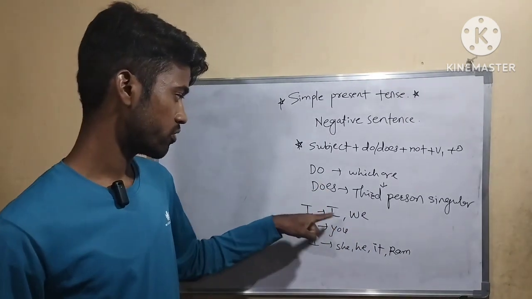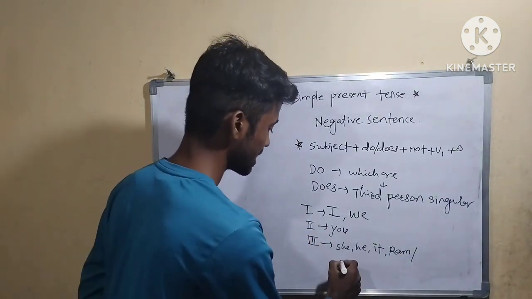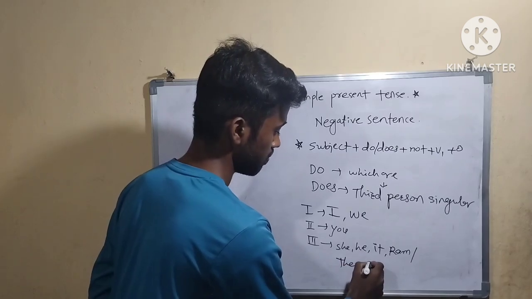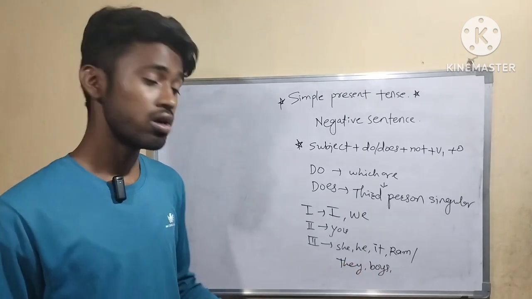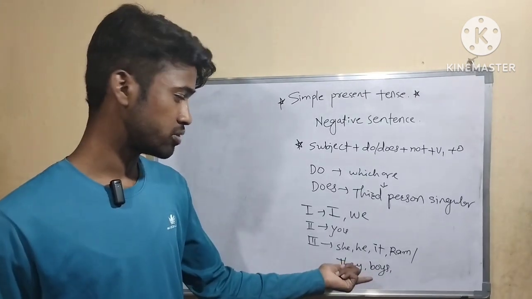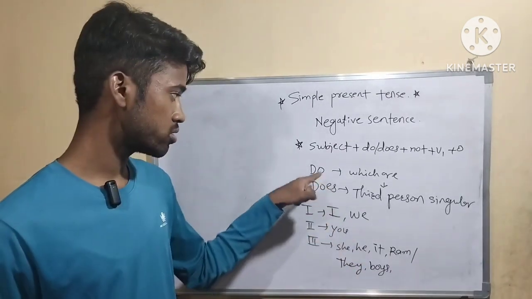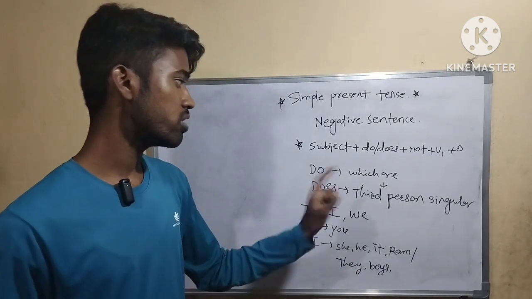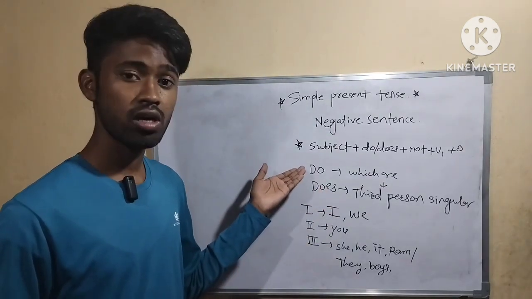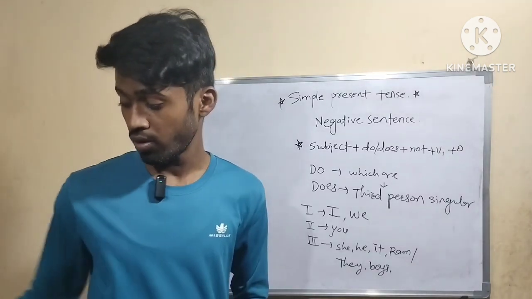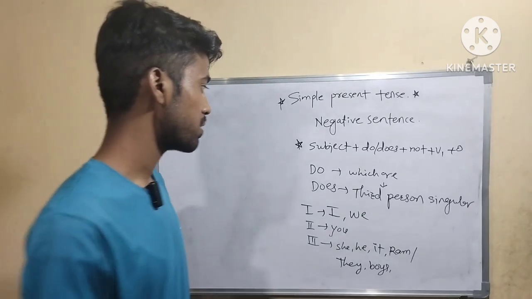And apart from this, for first person, second person, or with the third person plural like they and boys, girls, all these are third person plural nouns, or you can say subjects. With these plural subjects we use do, and with the third person singular we use does. Okay, after this you understood when we have to use does and when we have to use do. Now let's move ahead and see a few examples so you can understand in a better way.